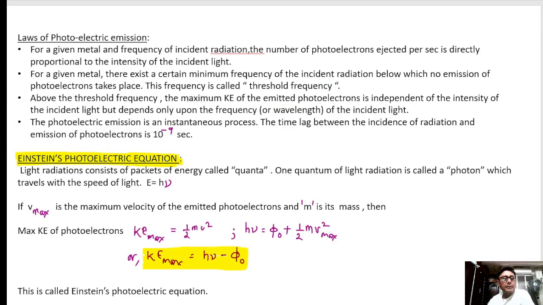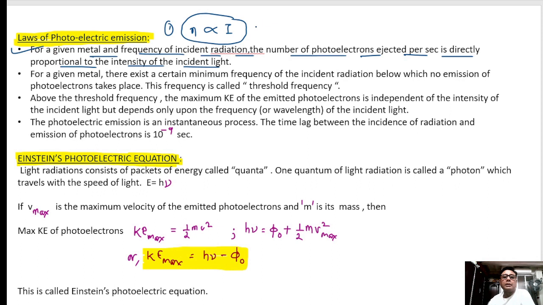Next, laws of photoelectric emission. So see, what are the laws of photoelectric emission? Number 1, for a given metal and frequency of incident radiation, the number of photoelectrons ejected per second is directly proportional to the intensity of the incident radiation. So the number of photoelectrons will be directly proportional to the intensity of the incident radiation. First point.